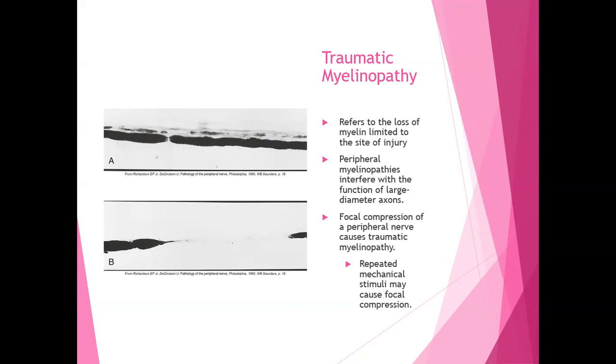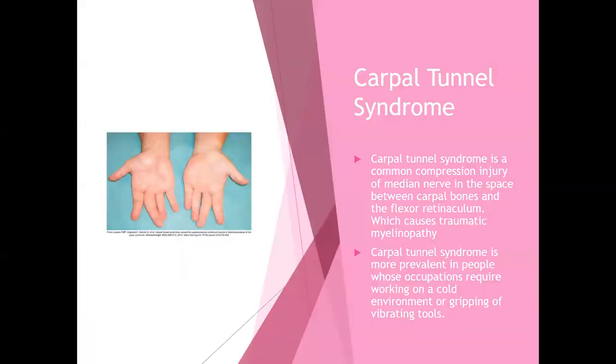The most common one that we see is carpal tunnel syndrome. So it's compression of the median nerve in the space between the carpal bones and the flexor retinaculum, or the transverse carpal ligament. So that causes the traumatic myelopathy in the pathway that we just talked about. So if you have a job, like say that you work in a machine shop and you're always using a router, so you're holding on to a vibrating tool, that can cause that. If you have a repetitive job where you're doing the same motion over and over with gripping.